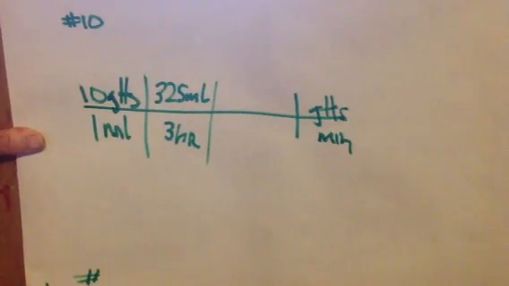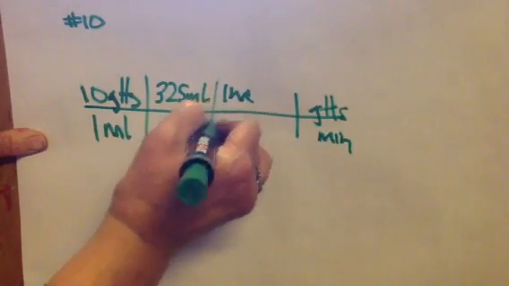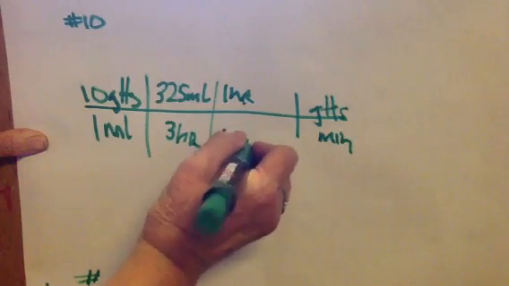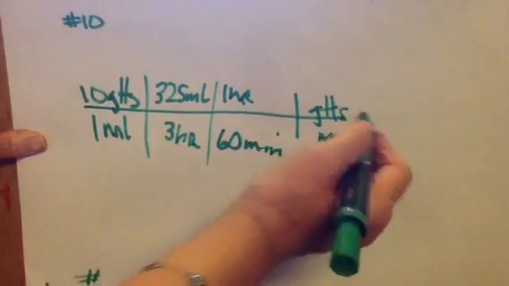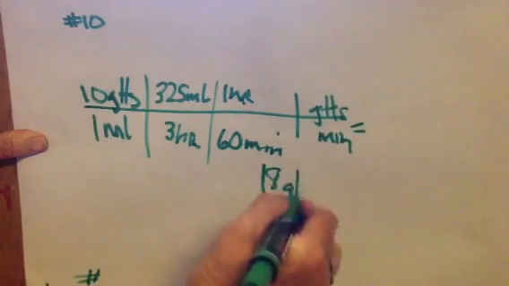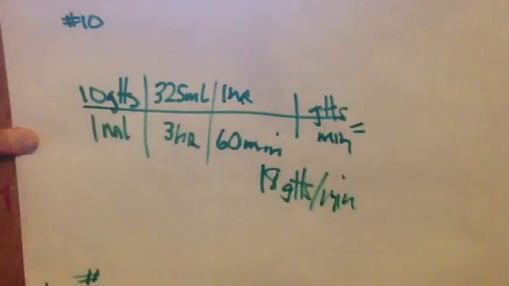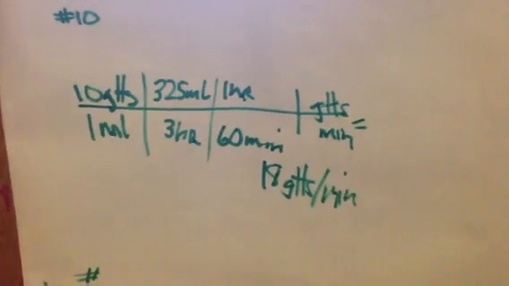We need to convert our hours to minutes, so we know 1 hour. Again, we're matching these factors to 60 minutes. So that we come out to 18 drops per minute. Okay, that's number 10.